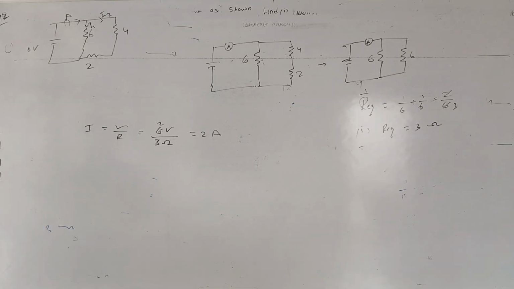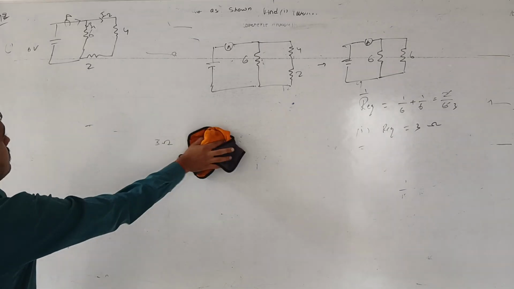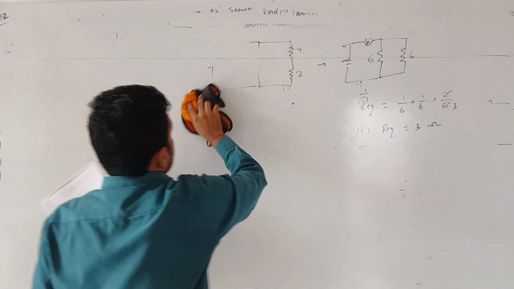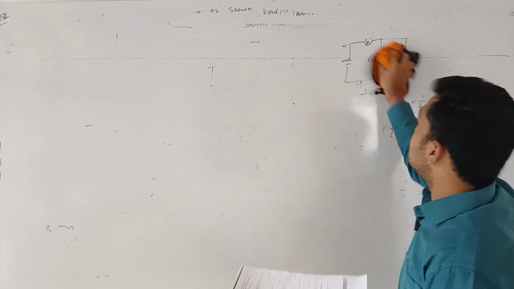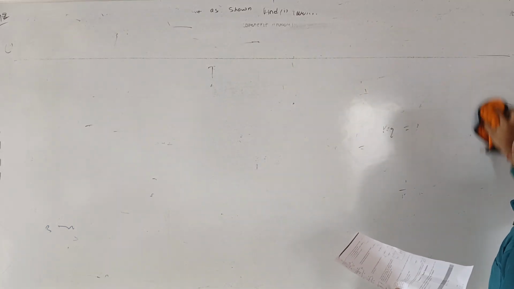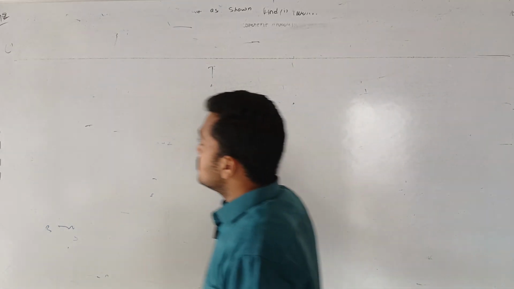Now we'll move to the next question. These all are previous year questions which are asked in the ICSE board exams. So next is question number 14. A cell of EMF 1.5 volt and internal resistance 1 ohm is connected to two resistances of 4 ohm and 20 ohm, and we have to find.